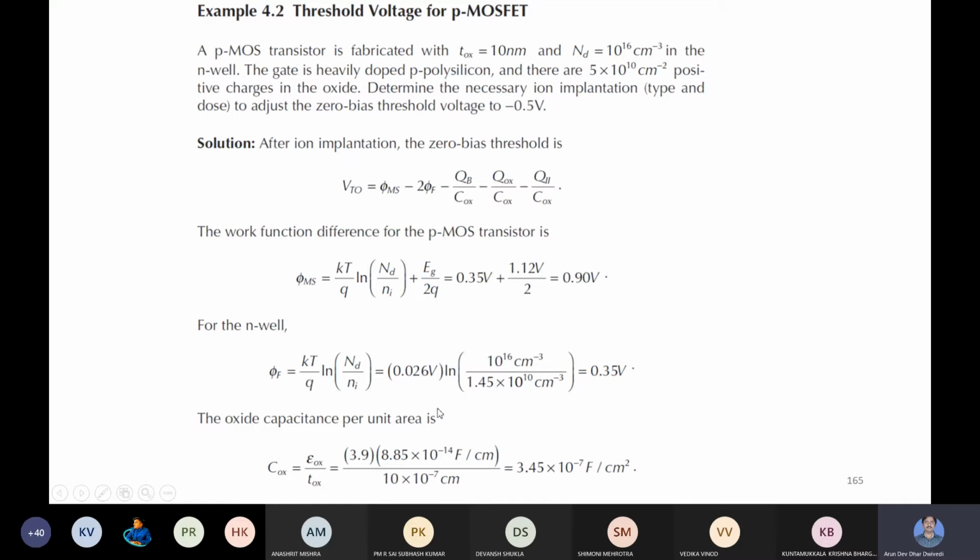So this much, and COX again in a similar fashion we can calculate: epsilon ox by tox. For the oxide, the relative permittivity of silicon dioxide is 3.9, and it is multiplied by epsilon naught. Epsilon naught is 8.85 into 10 to the power minus 14 farad per centimeter, and tox, which is given in nanometer, is converted to centimeter. It is becoming 10 into 10 to the power minus 7 centimeter. So with all substitutions, we are getting 3.45 into 10 to the power minus 7 farad per centimeter square.